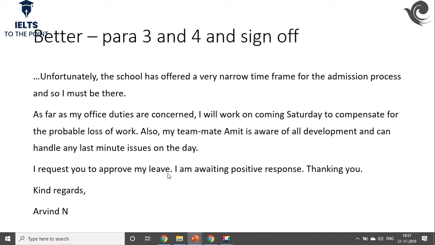I request you to approve my leave. A very formal request must be there. Otherwise, what action would the manager take? I mean, if you have not put it, you must put it like this. I am awaiting positive response. Thanking you. Kind regards, ABC, or whatever name I could come up with over here. Alright. Any questions on this particular thing that we have discussed, this sample that we have discussed?